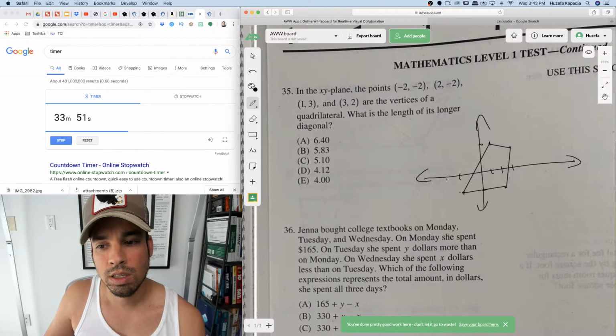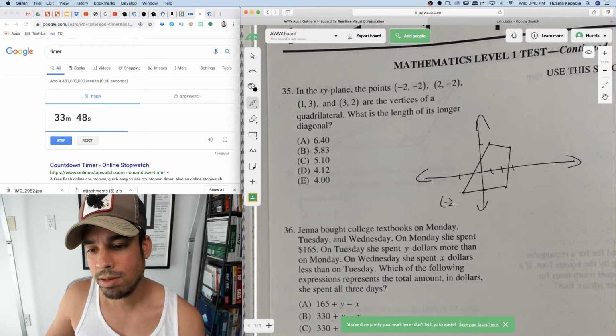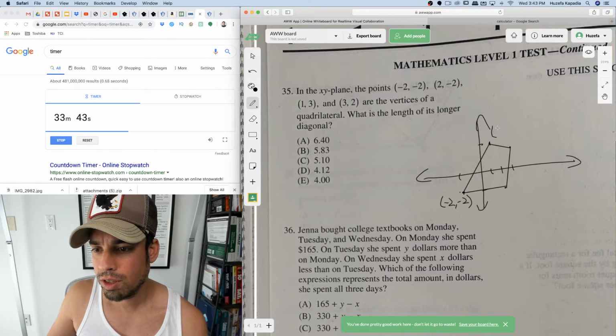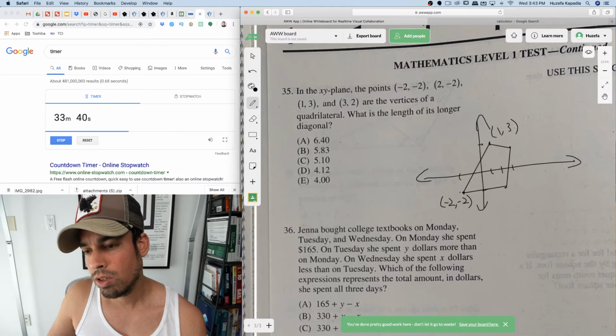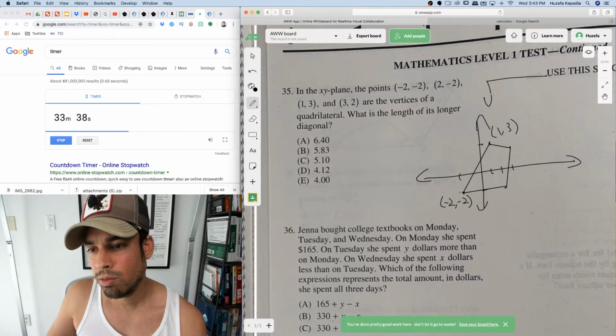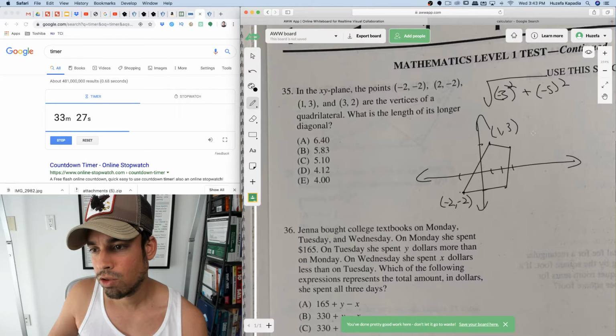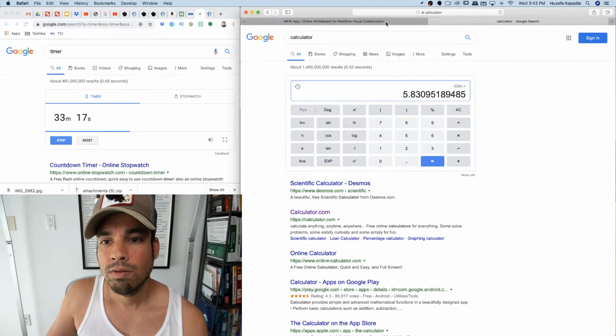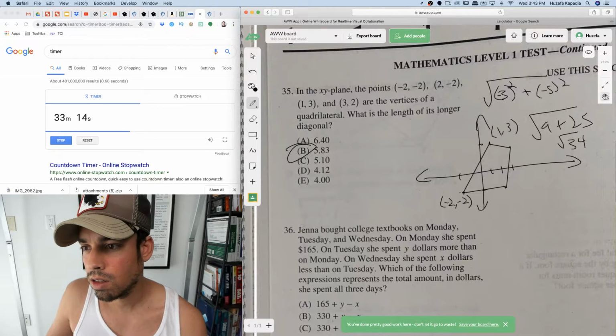So it's obviously these 2 points, which is, see, I had to get my head around it to roughly graph it. Now I can see -2, 2 to 1, 3 is going to be the longest diagonal. So now we use the distance formula. So it's the square root of -2 minus 1, which is -3, but it doesn't matter. Let's just say 3 squared, plus 3 minus -2, or -2 minus 3, which is -5 squared. And it's 9 plus 25. So it's square root of 34. 5.83. Okay, I think that's right.